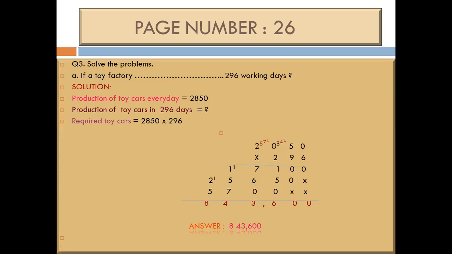We calculate the number of cars in 296 days. It means that we multiply the number of cars with 296 days. And you see that we got the bigger number. Yes, come to the next part, part B.